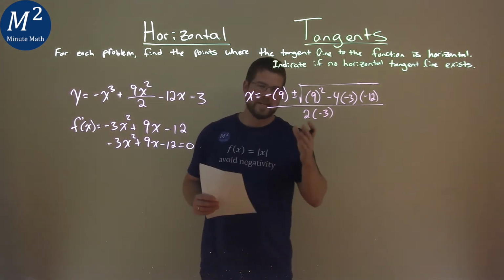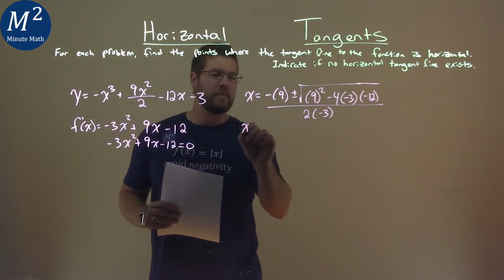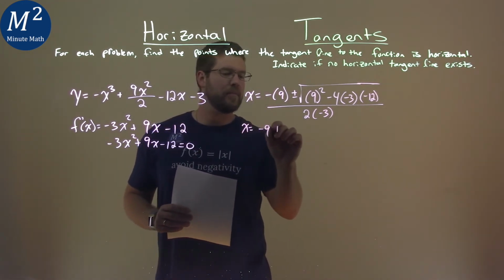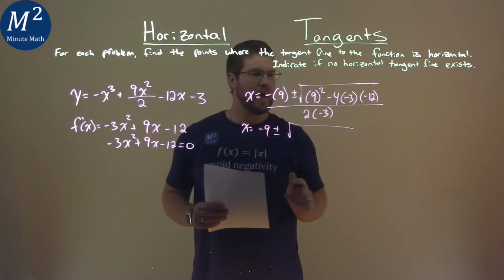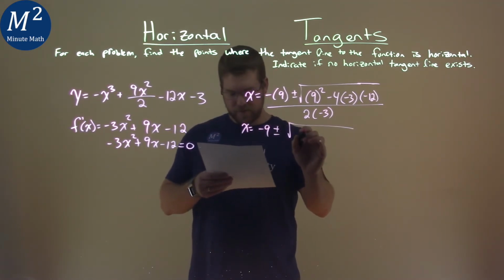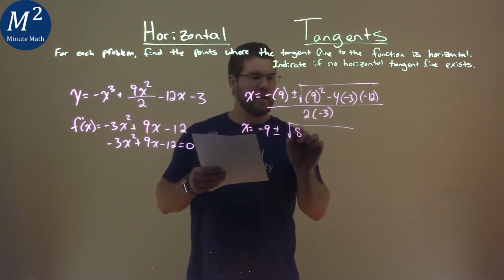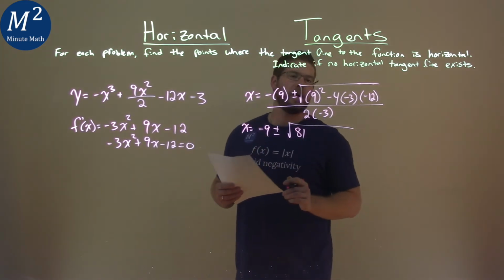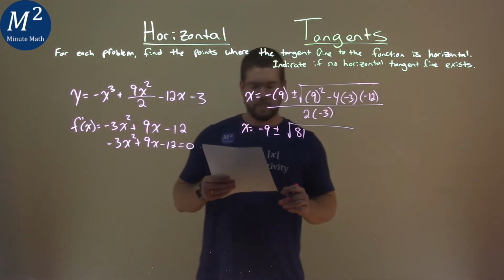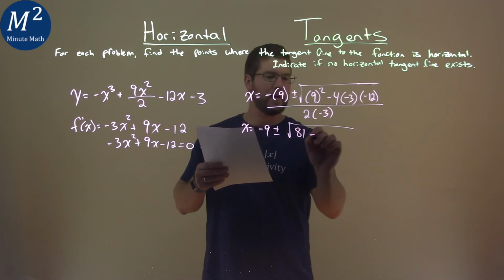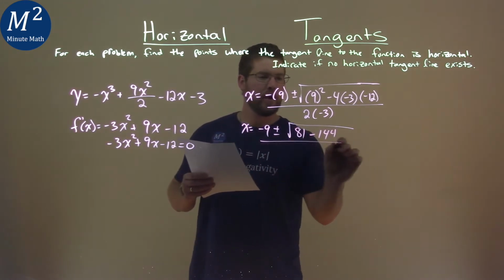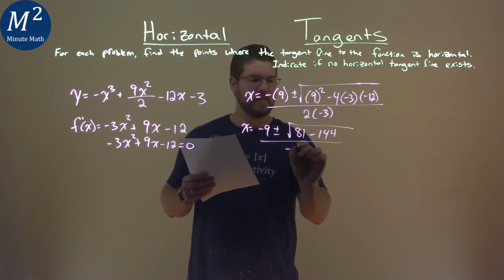Let's go find now where it's equal to 0. Let's keep simplifying. X equals negative 9 plus or minus the square root. 9 squared is 81. Where are my notes? Let's make sure I'm on the right path here. I'm at 81 here. Negative 3 times negative 12 times 4, or negative 4, we have a minus 144 here, all over 2 times negative 3, which is negative 6.